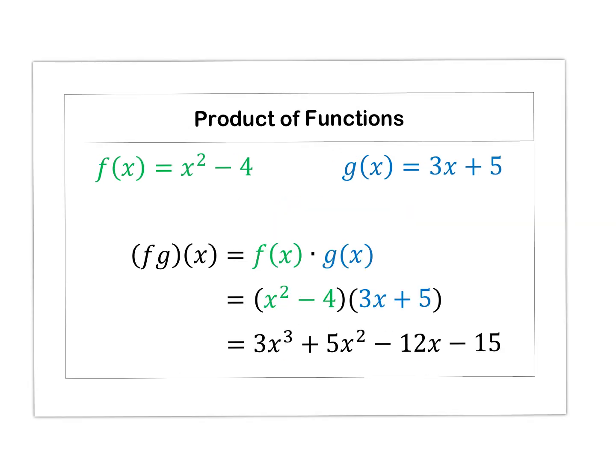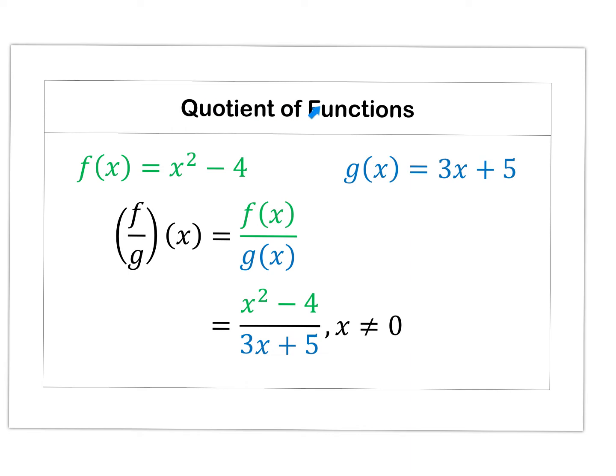All right, and then of course we have the product or the multiplication of functions. You see this fg, which means f of x times g of x. So you multiply the functions. This is a binomial times a binomial, so we would need to use what we commonly refer to as the FOIL method, where you're multiplying this x squared times both of these terms, and then you multiply the negative 4 times both of these terms, and combine all your like terms, and you're going to end up with this function here.